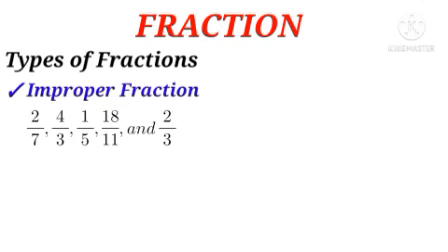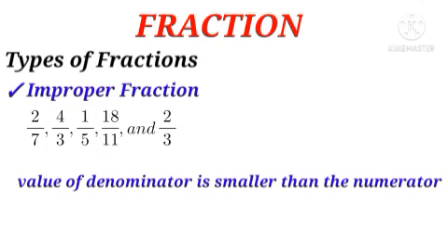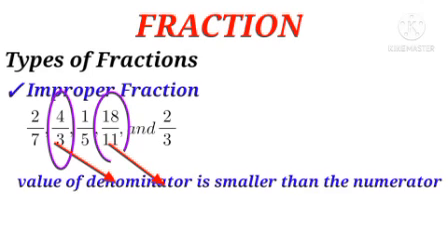So what are these fractions called? These fractions that are not proper fractions are called improper fractions. What is an improper fraction? An improper fraction is a fraction in which the value of the denominator is smaller than the numerator. Just like 4/3, 3 is smaller than 4, and 18 over 11, 11 is smaller than 18. So 4 over 3 and 18 over 11 are examples of improper fractions.